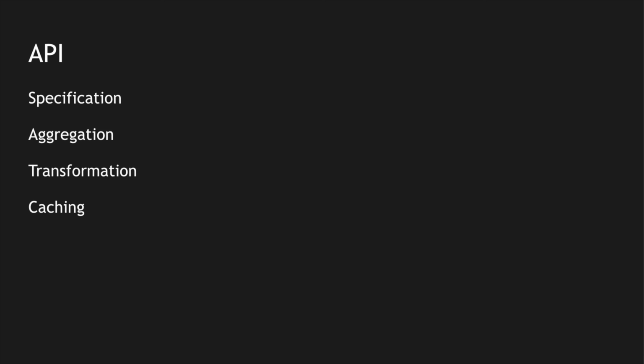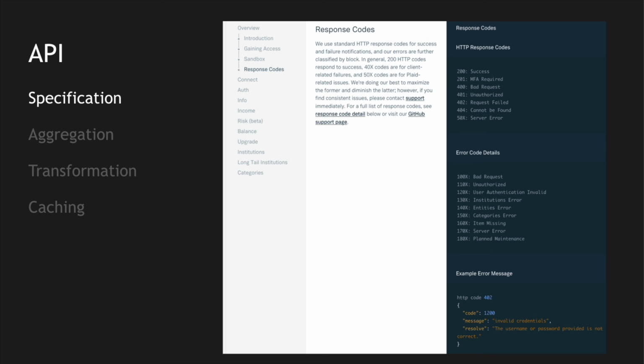With respect to API, the major features which an API management system or the API platform provides are specification, aggregation, transformation, and caching. Let's look at what is specification. Generally we write API specs so that, let's say I'm designing a backend application, I want to communicate my response types, response codes, or even the model or the request which I expect from the downstream or my upstream, right?